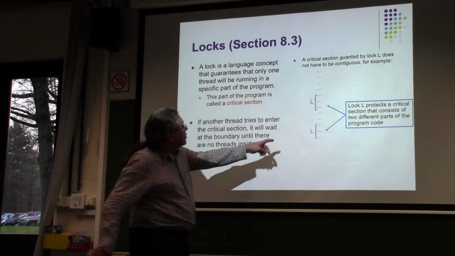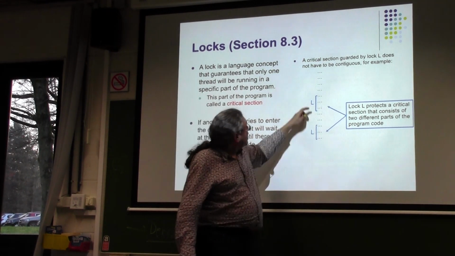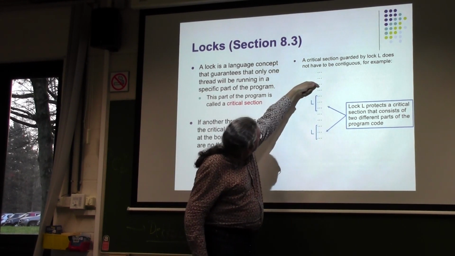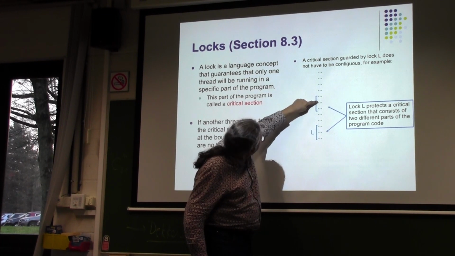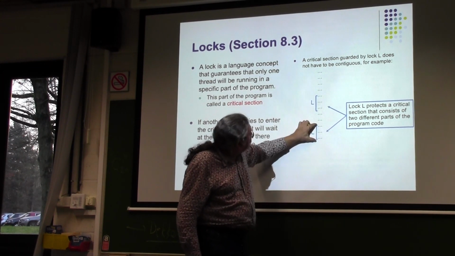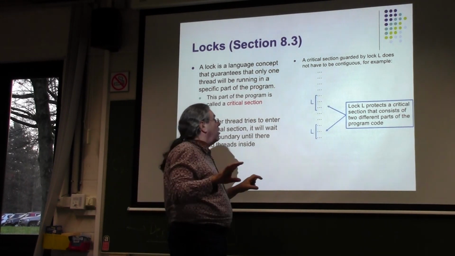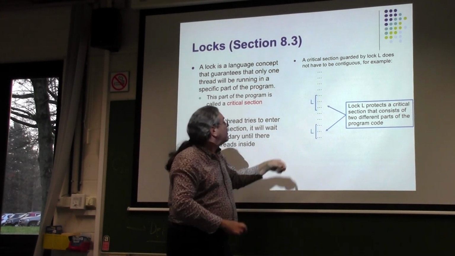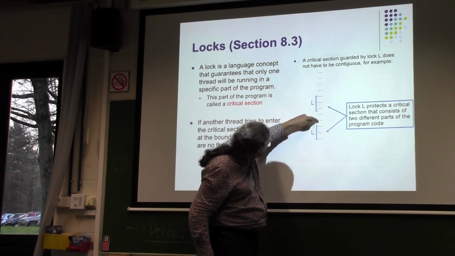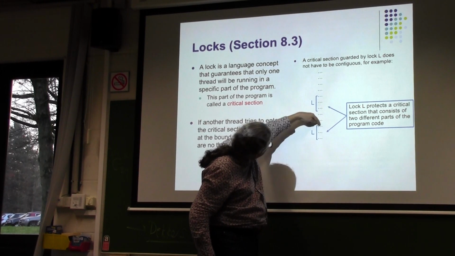Okay? So here's an example. This is code, and there's a lock L. This part is protected by L, and this part is protected by L. So if a thread is executing here, then no other thread can enter. Notice the two pieces of code can be separate. The same lock can protect many pieces all over. It doesn't have to be just one piece. So if there's a thread inside here, and another thread tries to get into this part, it will wait at the boundary until this thread leaves. Okay? And then this thread can go in.